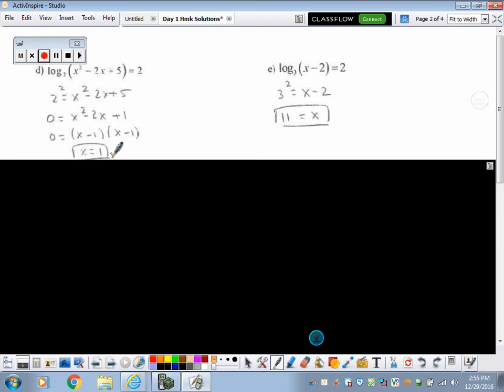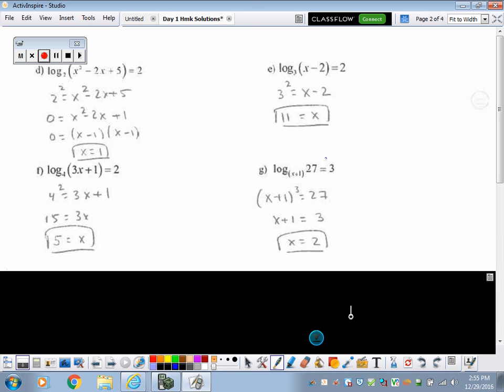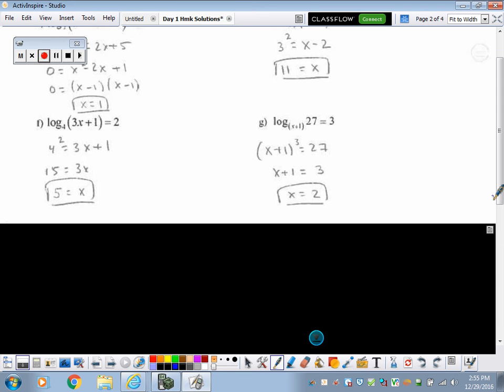X is equal to 1. So again, changing it to exponential form. Your base is here, raised to the exponent, gives us this answer. Letter E, same thing. 3 is the base, raised to the second power is equal to x minus 2. Solve for x. Letter F, 4 squared is equal to 3x plus 1.